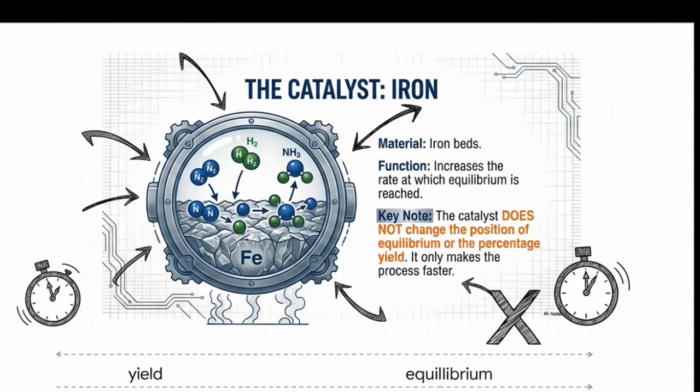And this is maybe the most important thing to understand about the catalyst in this process. The iron, it does not make more ammonia. Let me say that again. It does not increase your yield one bit. Its only job is to be the gas pedal. It makes the reaction go faster. That's it. Without the iron catalyst, even at that compromised temperature of 450 degrees, the whole thing would still be too slow to be useful.